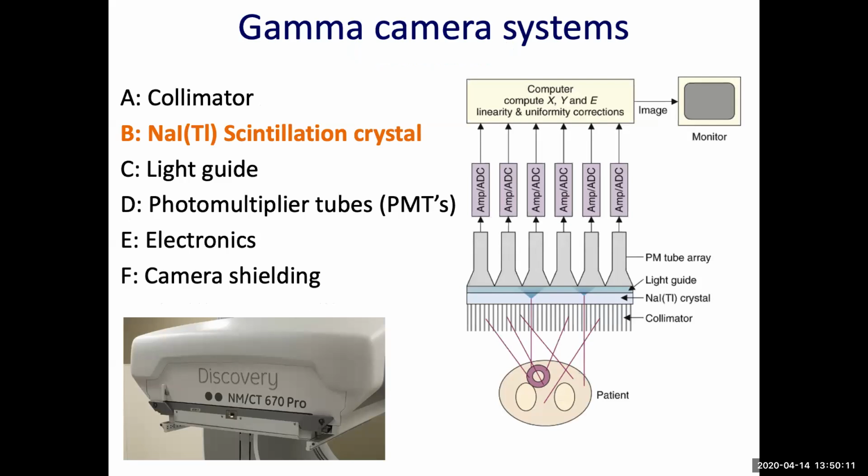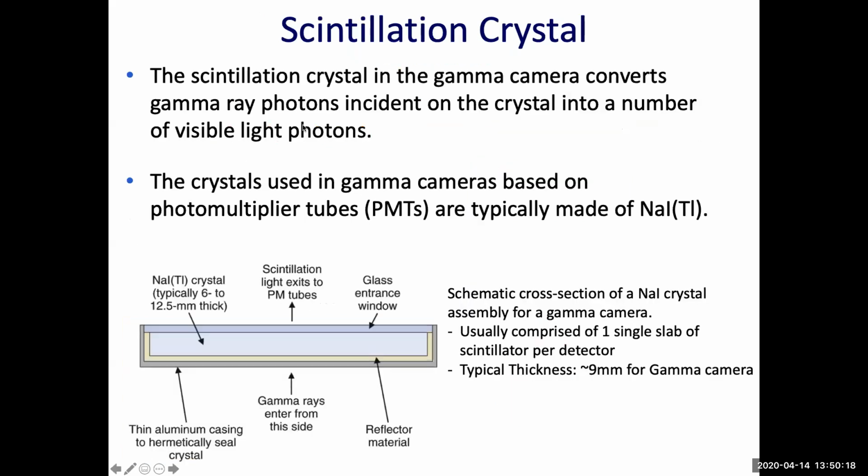So the second part of the gamma camera is the scintillation crystal. The scintillation crystal in the gamma camera converts gamma ray photons incident on the crystal into a number of visible light photons. So this is the function or the purpose of the crystal: to convert gamma ray photons incident on the crystal into a number of visible light photons.